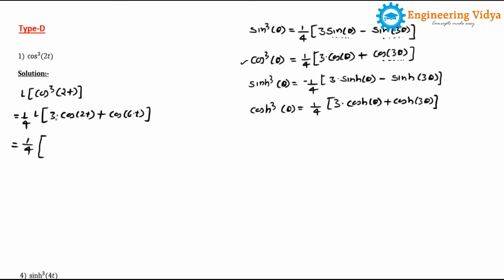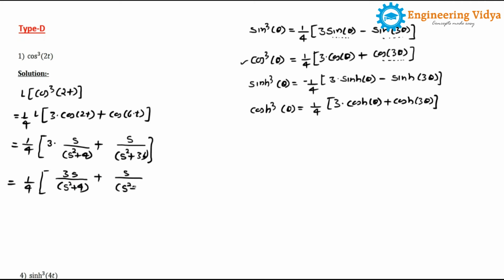And if you are going to find the Laplace transform, 3 is a constant, so 3 will be as it is over here. The Laplace transform of cos 2t we already know, it is nothing but s upon s square plus, and the square of 2 is nothing but 4 only, right? In a similar way, we can write the second case also. So s upon s square plus, and the square of 6 will be nothing but 36. So in general here we can write 1 by 4 times 3s upon s square plus 4 plus s upon s square plus 36. So this is the solution of problem number 1.